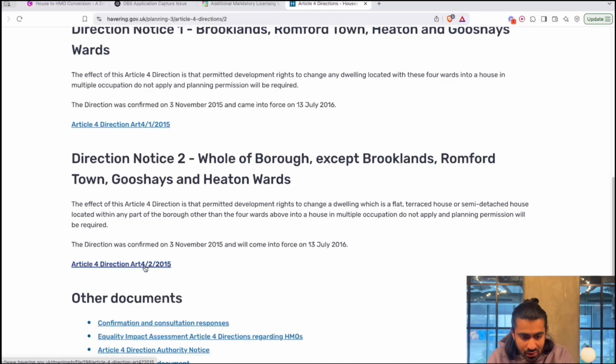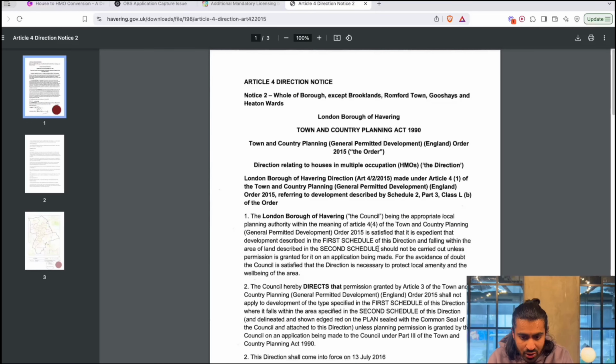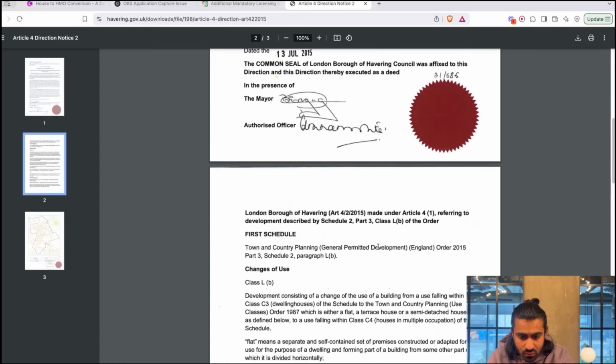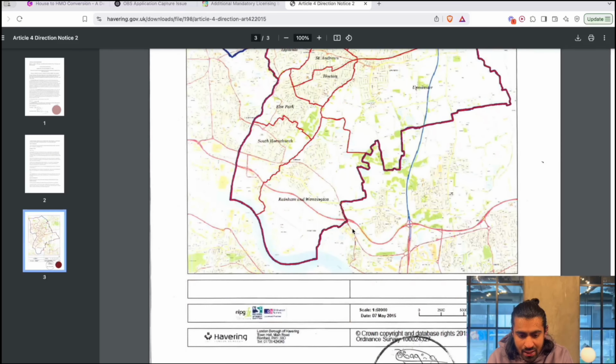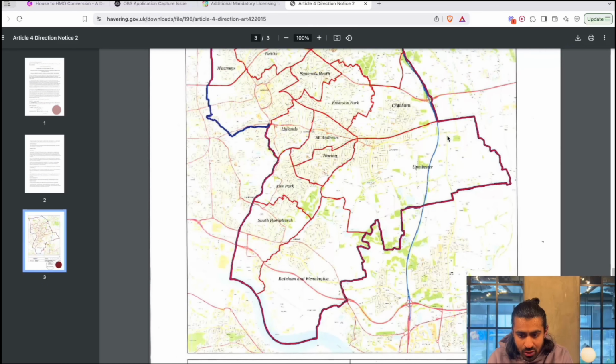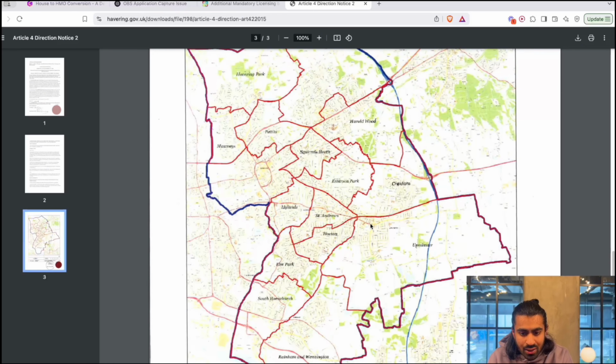So essentially, if you click on this direction, yeah, in Havering, this is the boundary of the borough. Any property within this borough, if you were to turn it into a HMO, regardless of how many people you intend to house, even if it's 4 or even if it's 3, you need to go through planning permission in Havering Council because they have an Article 4 direction.